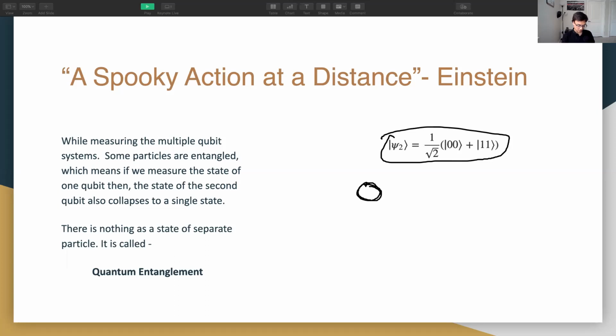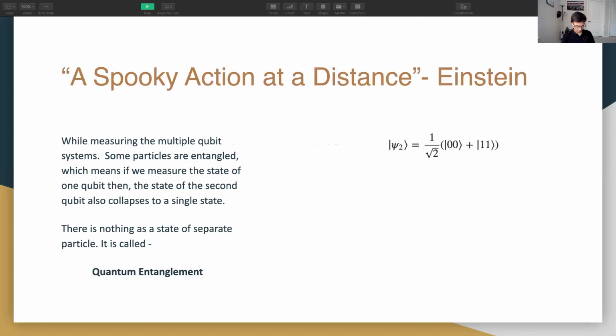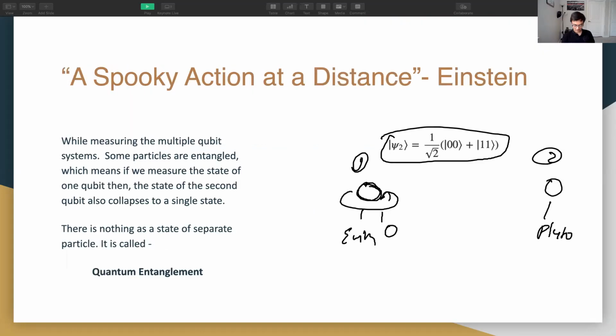So let's say I have an electron here on Earth, and I take the second electron, which is entangled with the first one, to Pluto. And if I measure my first qubit, and after measuring, it gives me the state 0, then simultaneously my second qubit state collapses to 0 at the same time.